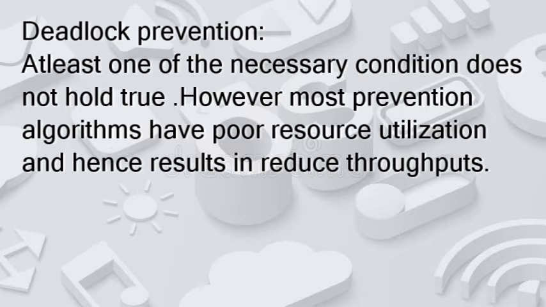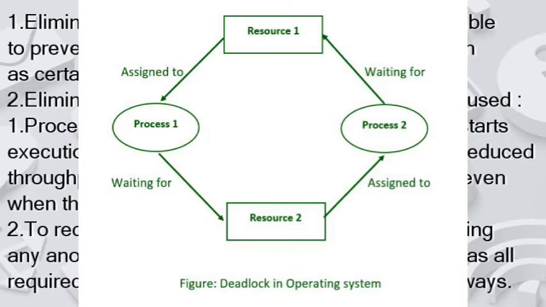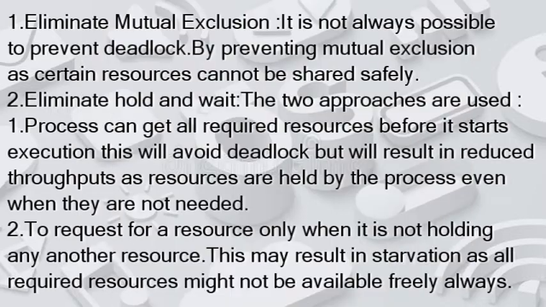So the very first thing is that we need to eliminate mutual exclusion, but it is not always possible to prevent deadlock this way. In that case, we need to use mutual exclusion.